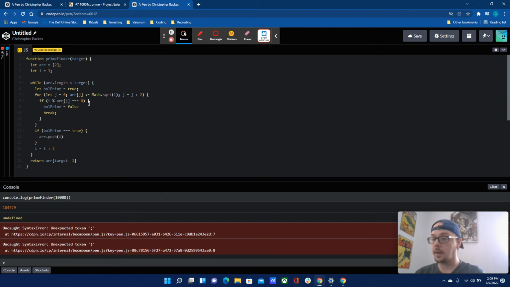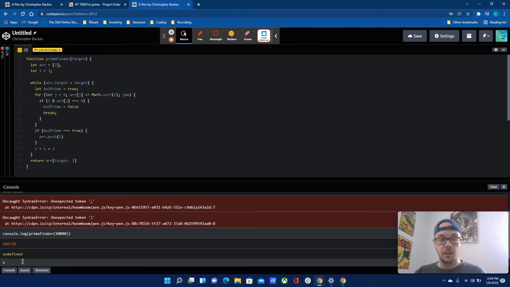If something is divisible by 15, it is therefore divisible by 3 and 5, both prime. So we don't need to be checking for divisibility by all numbers less than the square root. We only need to be checking for divisibility by prime numbers less than or equal to the square root. So let's just try console logging that again, making sure it is accurate. Again, same answer.